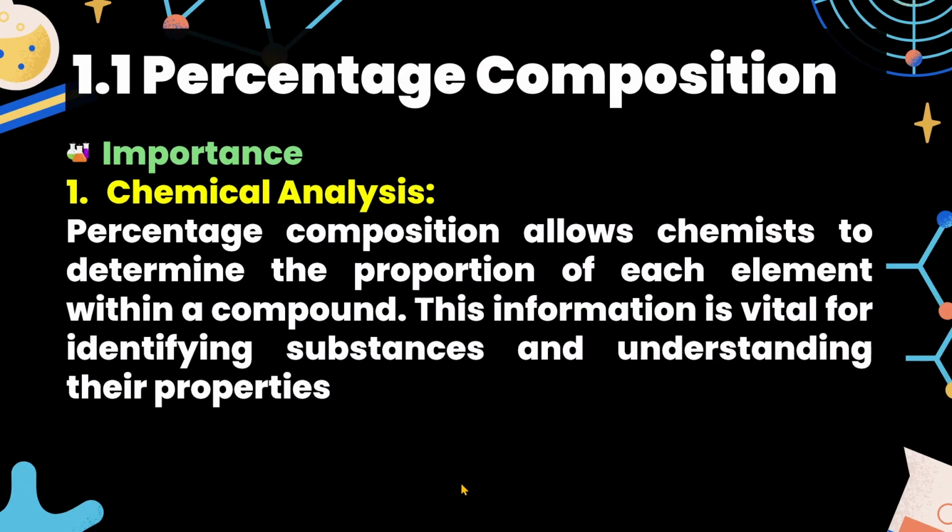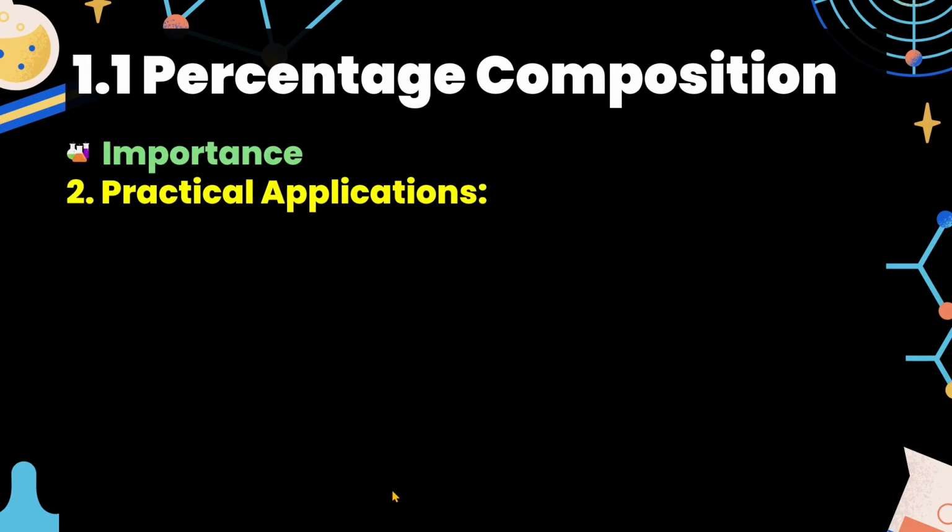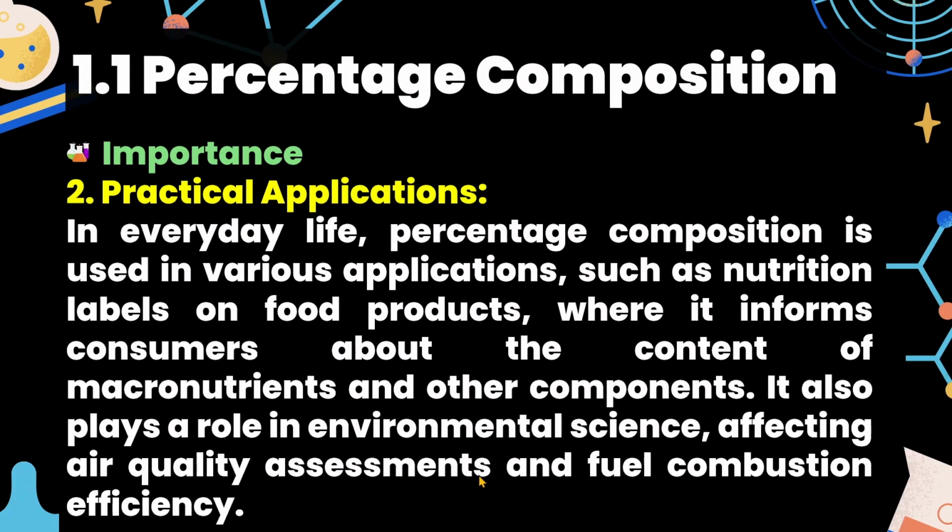Next, let's see how to solve for percentage after learning its practical applications as well. In everyday life, percentage composition is used in various applications such as nutrition labels on food products, where it informs consumers about the content of macronutrients and other components. It plays a role in environmental science, affecting air quality assessments as well, and fuel combustion efficiency.